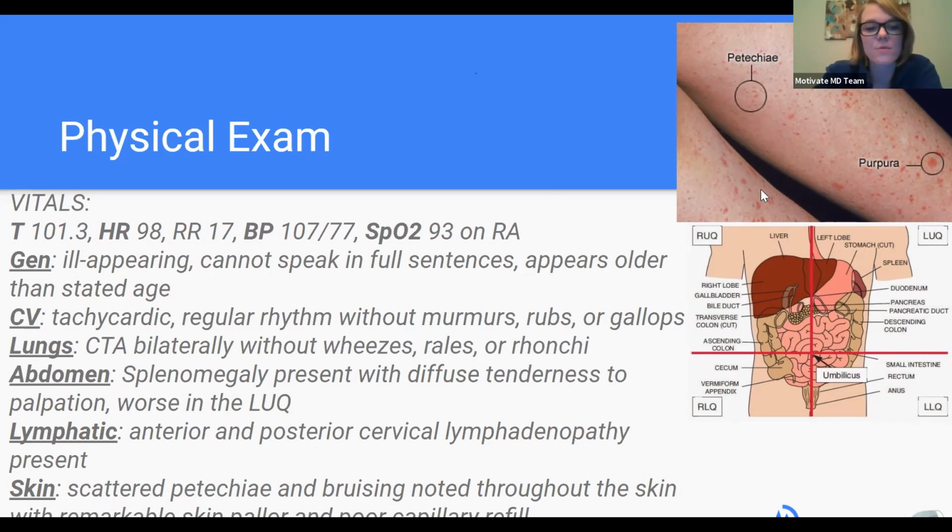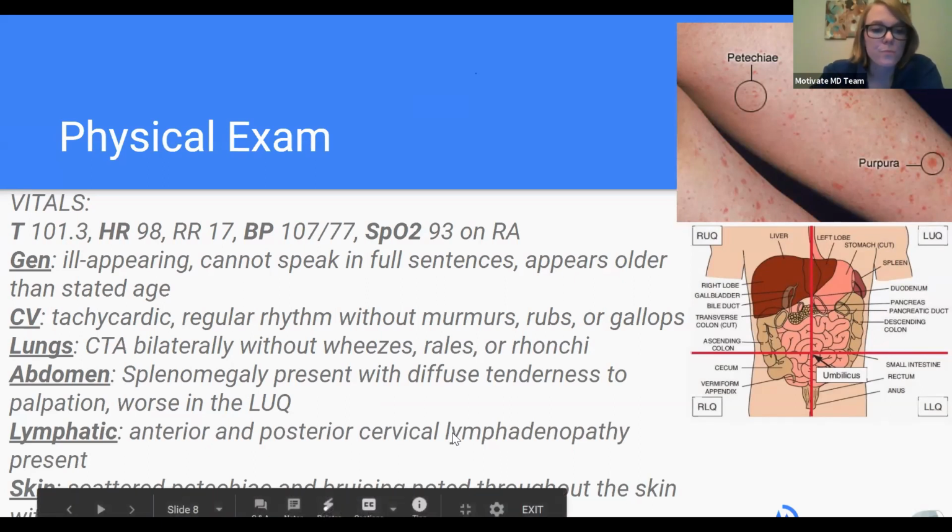A lot of times when people are short of breath, they can't speak in full sentences. It sounds like they're panting. They have to stop in the middle of their sentence to take a breath. It might seem like they're really trying to swallow air because they're pretty short of breath. He appears older than his stated age, and he's ill appearing. So we know up front this guy is pretty sick. And then we know that he has splenomegaly.